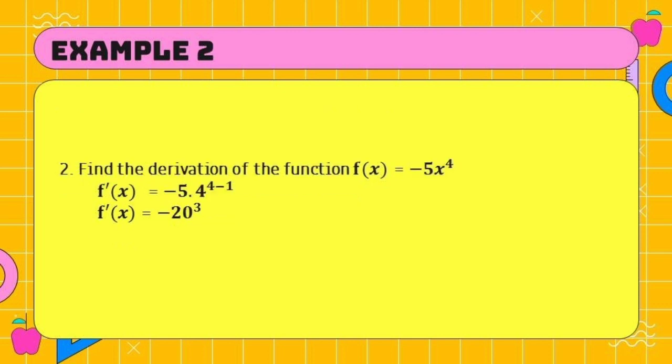Next, example 2. Find the derivation of the function f(x) equals -5x^4. The answer is f'(x) equals -5 multiplied by 4 x^(4-1). So, the answer is -20x^3.